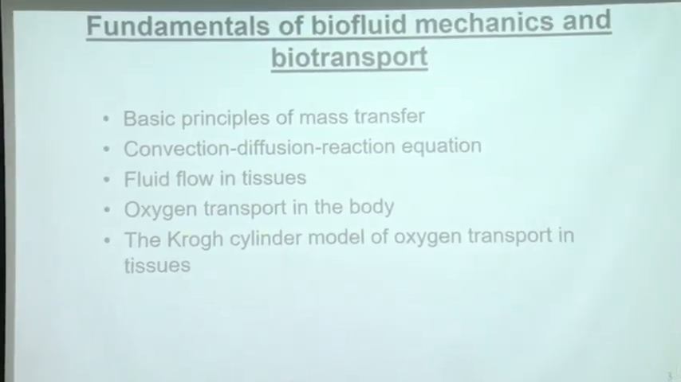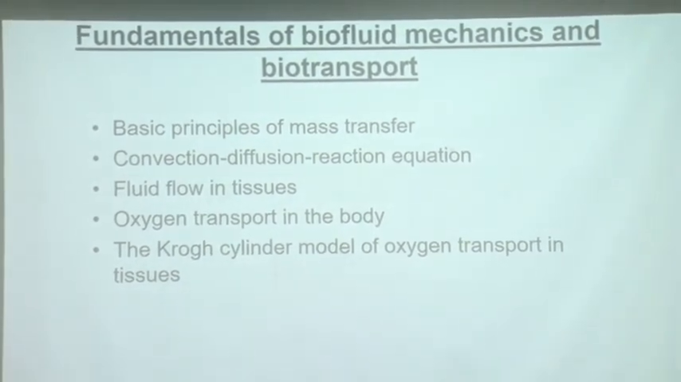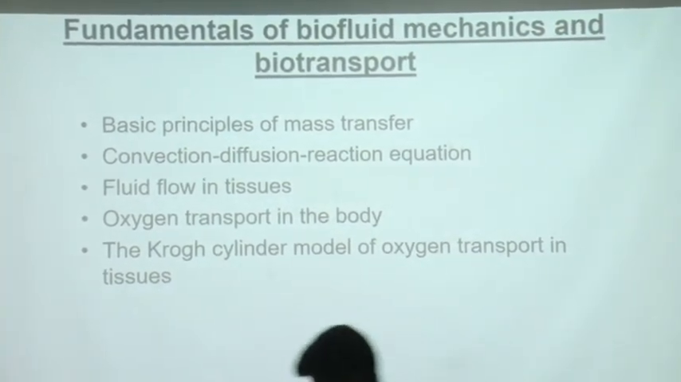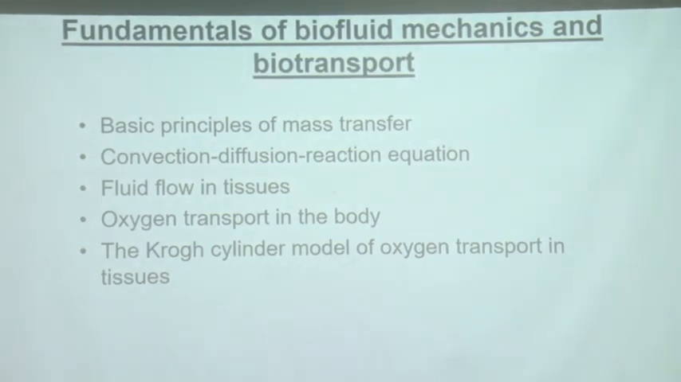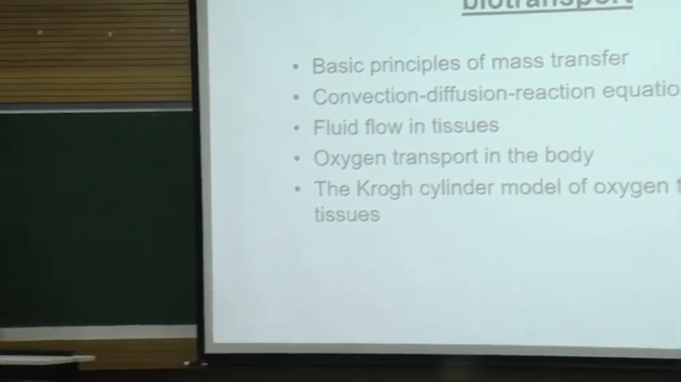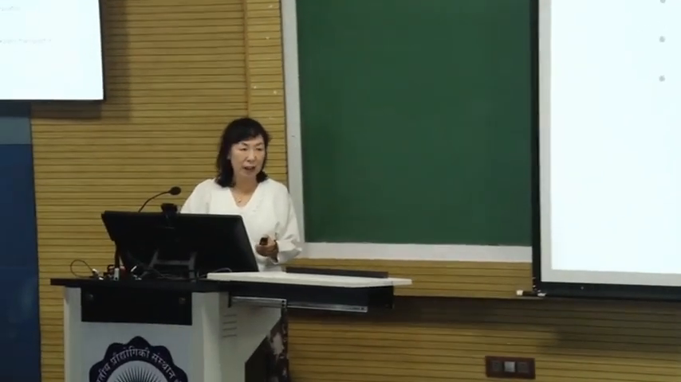And then we will just touch on fluid flow in tissues and a little bit on flow in porous medium, because biological tissues can be treated as a porous material. As an example, we're going to look at oxygen transport in the body and study the famous Krogh cylinder model of oxygen transport in tissues. Everything today is relatively fundamental and theoretical, so I'm not going to show you any computational models for the first lecture today. Tomorrow we're going to look at the computational models for blood flow and transport in the cardiovascular system.